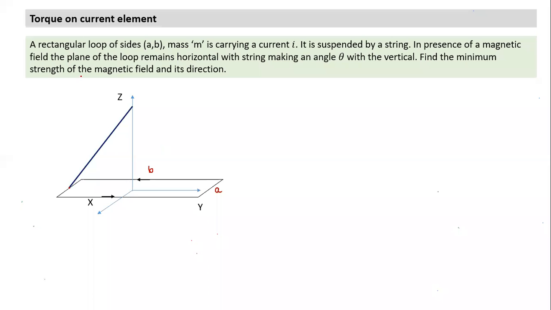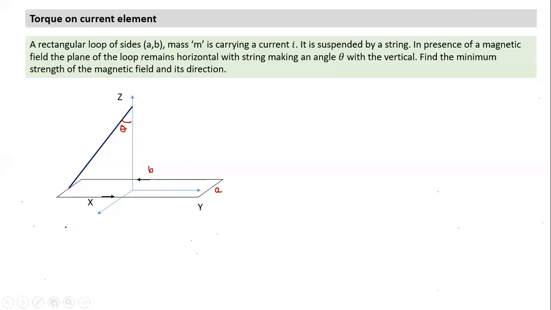In the presence of a magnetic field, when you suspend it by the string, normally what should happen? The whole plane of the loop should become vertical under gravity. But here what we find is the loop remains horizontal, with the string making an angle theta with the vertical. So this is an angle theta here. The loop remains horizontal in the presence of the magnetic field. Can we find the minimum strength of the magnetic field and the direction necessary for this to happen? The mass of the loop is m, and these are the sides given.